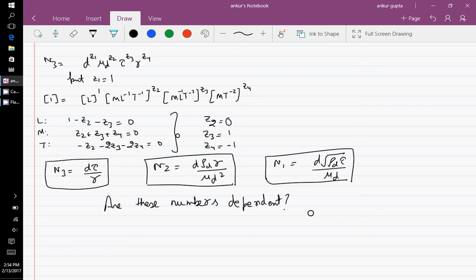I will just very quickly show you that there is a relation, and you can verify for yourself that actually n3 is n1 square by n2. Yes, you can verify this for yourself that n3 is n1 square by n2.